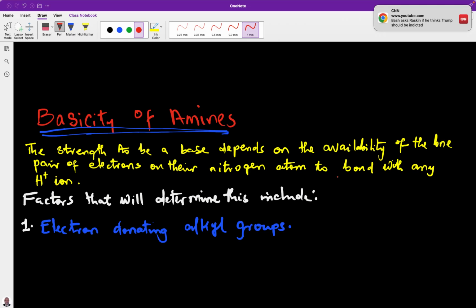So now, for an amine to be more basic than another, it will all depend on the availability of the lone pair of electrons on the nitrogen to form a dative covalent bond with a hydrogen ion. Remember, according to Bronsted-Lowry theory of acids and bases, bases are proton acceptors.